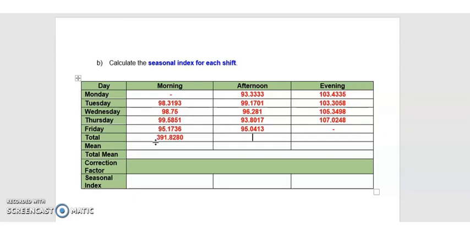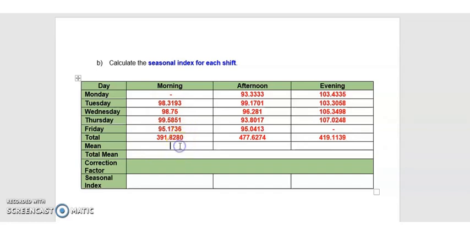Okay, total seasonal variations for afternoon shift is 477.6274. And last one, 419.1131. Sorry, 39. Okay, after you find total, then find mean. So again, how to find mean? You total up and then divide by n.